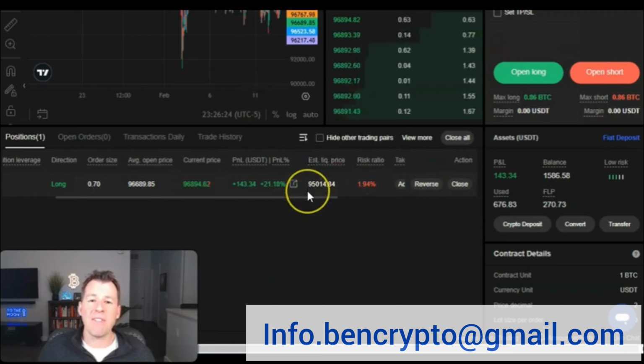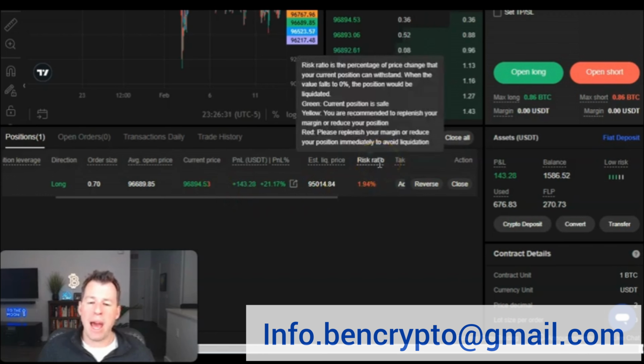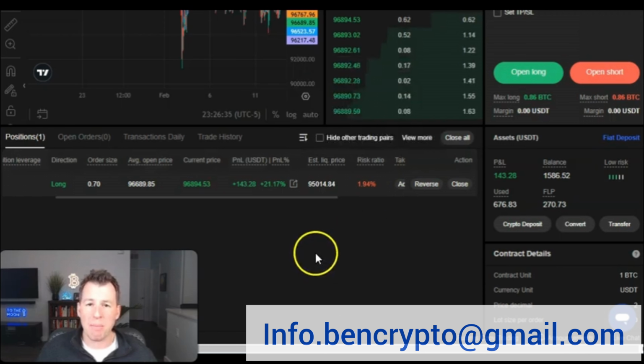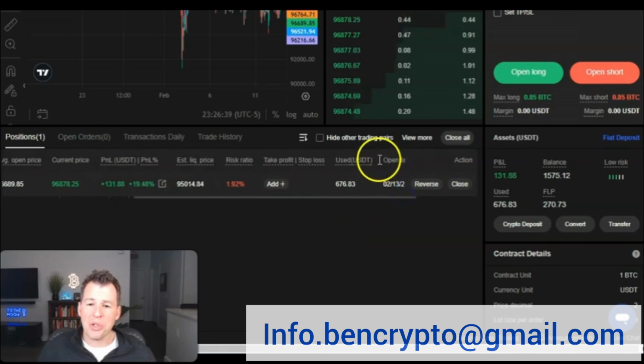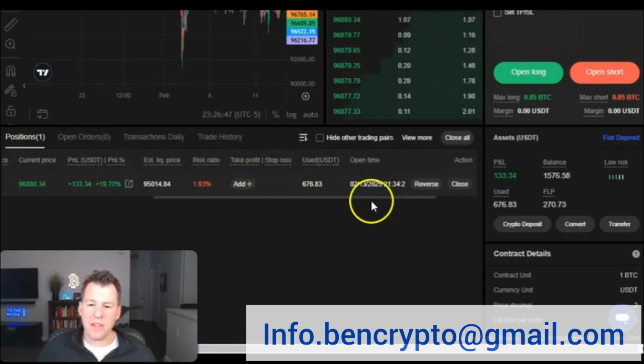Liquidation price, 95,014, so quite lower than current price. I'm looking pretty good right here. Risk ratio, that's the amount that BTC price has to drop from current levels for me to be liquidated. That's 1.9%, looking pretty good. Use, that is the collateral outstanding, $676. So that is what I lose if my position hits the liquidation price. Position was opened on February 13th at that exact time.